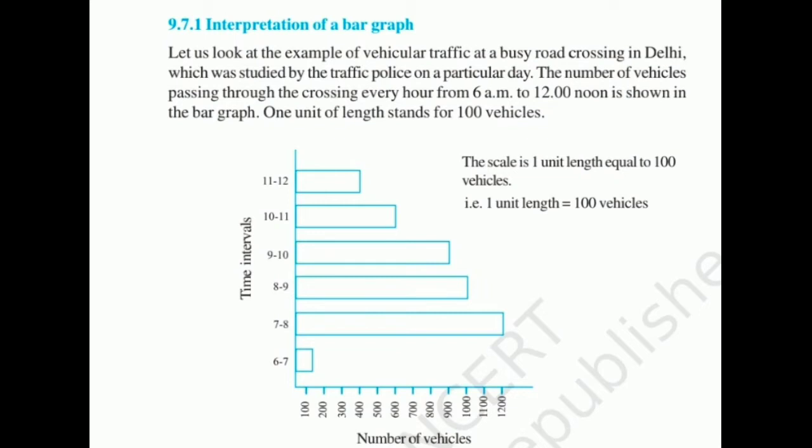So you can see the time intervals, then the number of vehicles. In that particular time interval, how many vehicles are passing through that traffic. So you can see 6 to 7, the number of vehicles is around 100, but 7 to 8, it is up to 1200. Like this, you can see at 10 to 11, the vehicles are around 600. So this is how you can understand or read the bar graph. When I give you the examples, you will understand how to read the bar graph by seeing it.